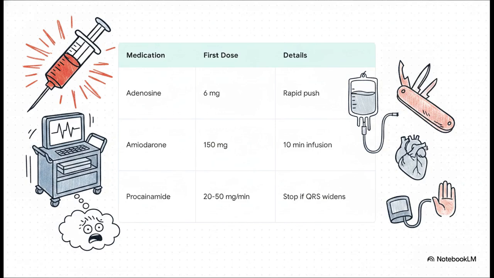For regular, narrow complex rhythms, adenosine is basically the dramatic personality of the crash cart. You push 6 milligrams as fast as humanly possible. What it does is briefly hit the pause button on the AV node. This causes a terrifying few seconds of flat line on the monitor before the heart reboots. Seriously, warn your patient about that impending feeling of doom. Then, for stable, wide complex rhythms, we reach for our Swiss Army knife, amiodarone, which is infused slowly over 10 minutes, or procainamide. Just remember to stop that one immediately if the QRS widens or their blood pressure tanks.